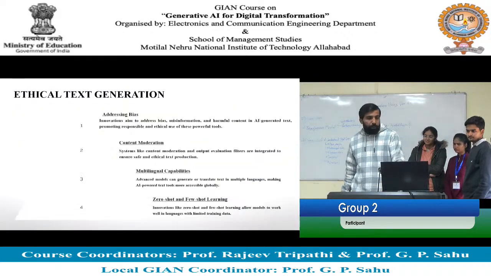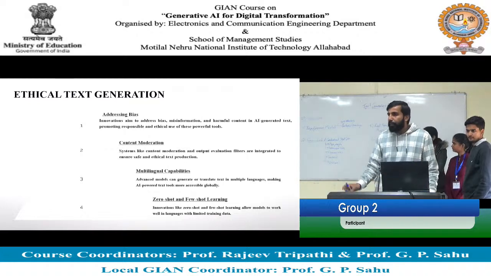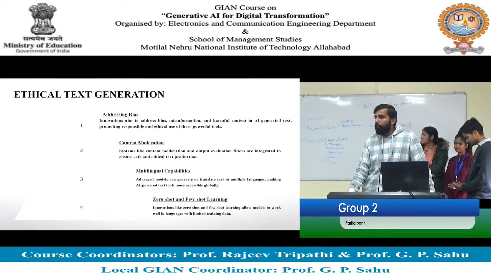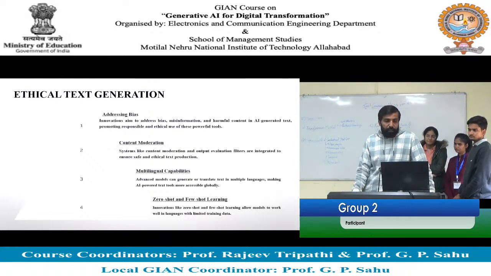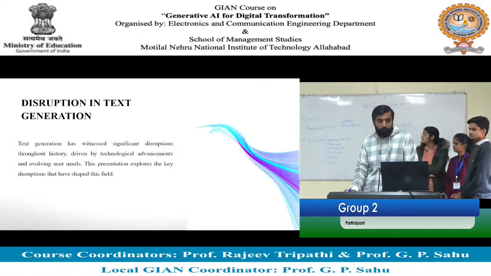Moving forward to ethical text generation. The major drawback of AI is, what about the ethics? So the innovation in ethical text generation includes addressing bias, content moderation, multilingual capabilities, and zero-shot and few-shot learning.